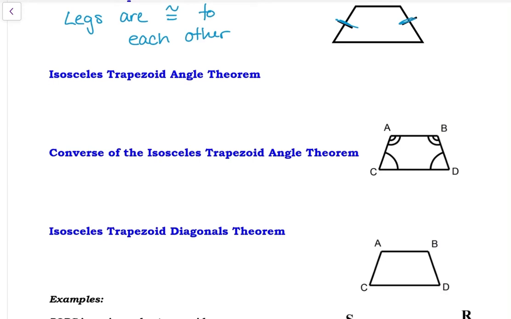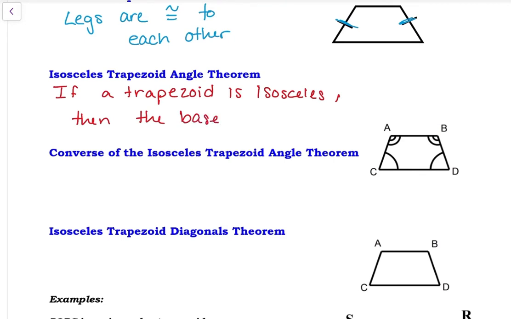Next up, we have the isosceles trapezoid angle theorem. And this one says if a trapezoid is isosceles, then the base angles are congruent. So in our trapezoid, we have four angles total. This one, this one, this one, this one.